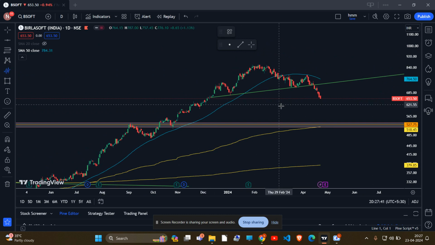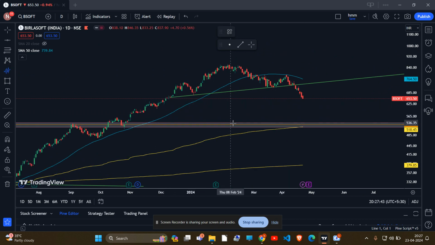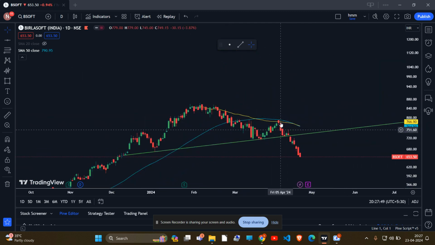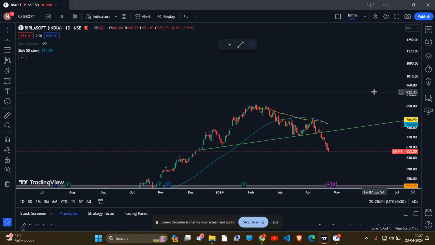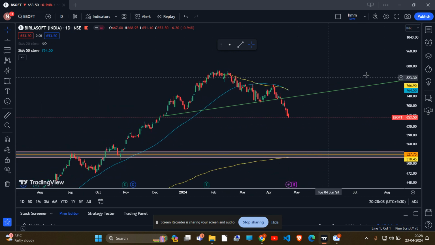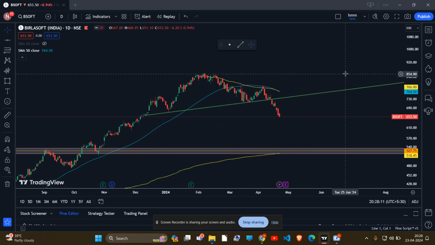Also, the same particular point from where it got rejected for the second time over here turns out to be the 50-day simple moving average level along with the anchored VWAP level. So when it got rejected from here, people could have exited at 750. It's a very good point to exit, and people could also have gone short on the stock.